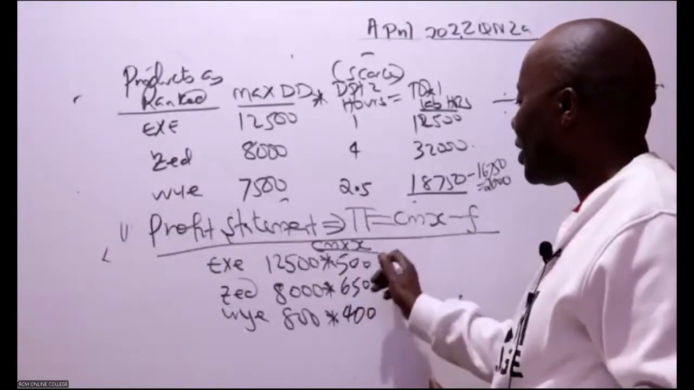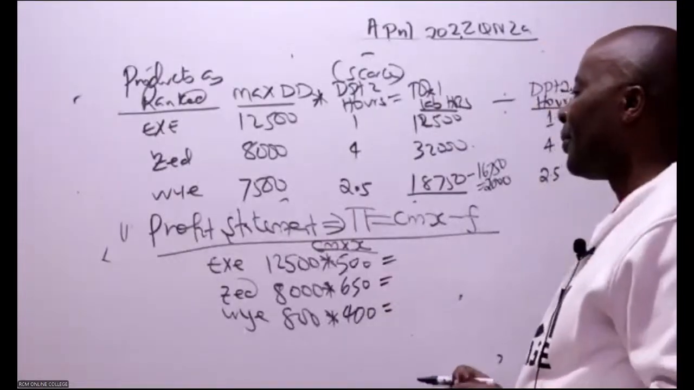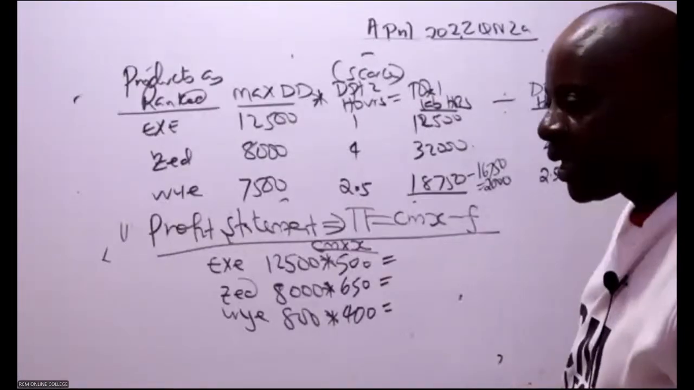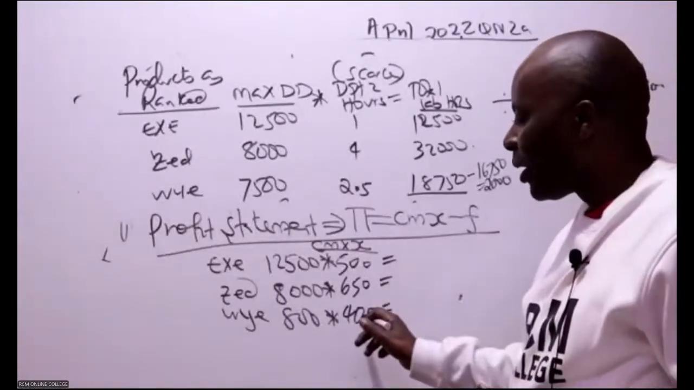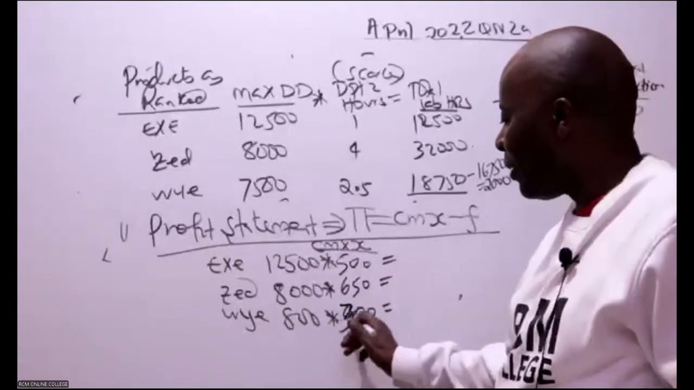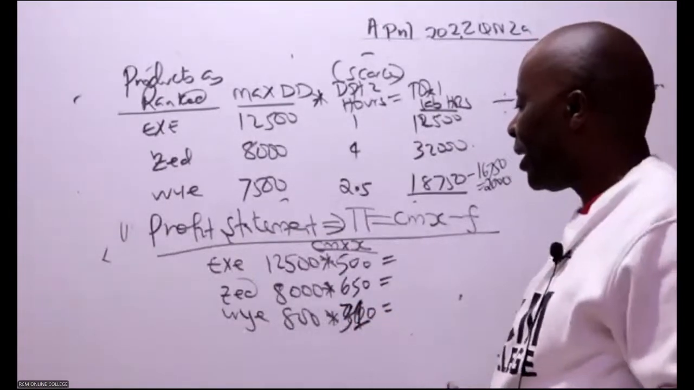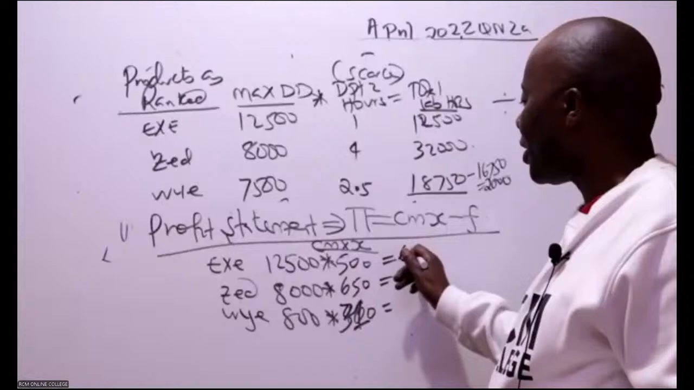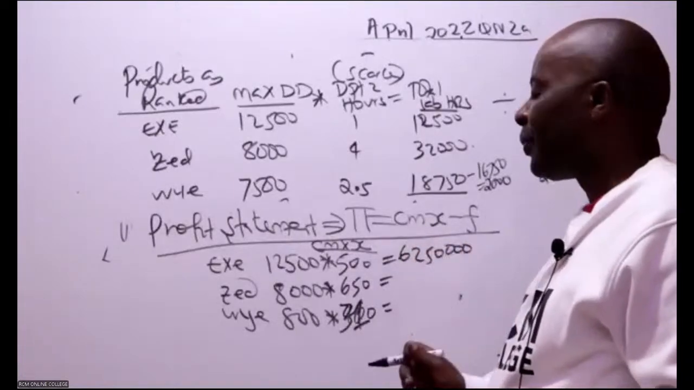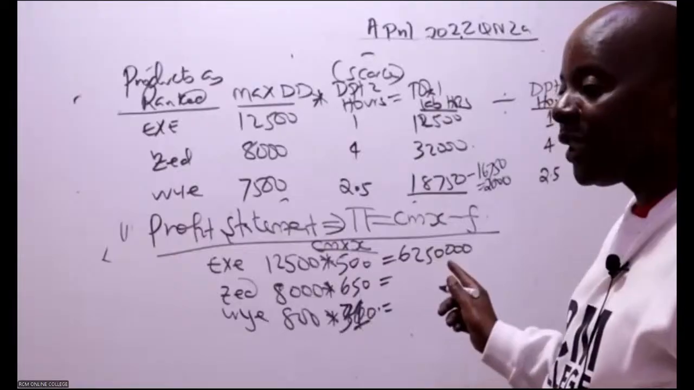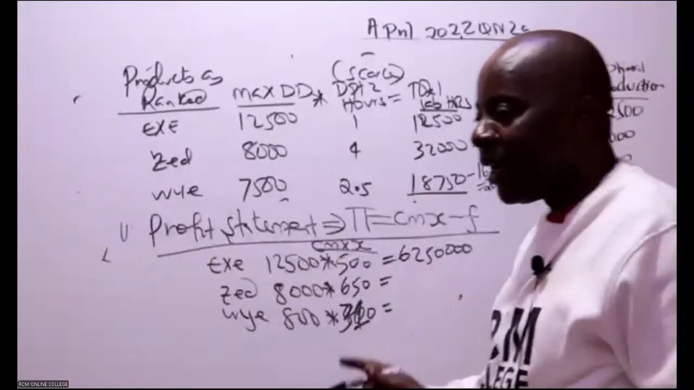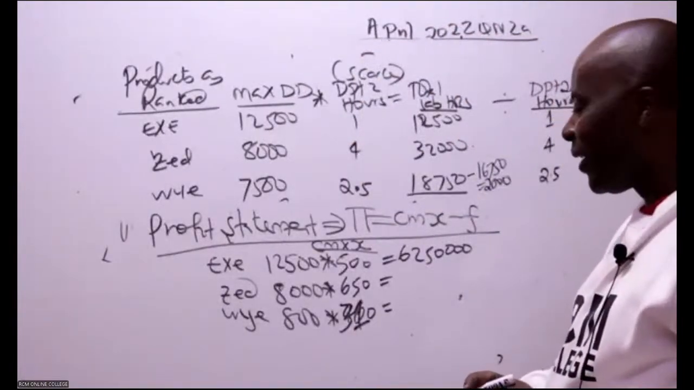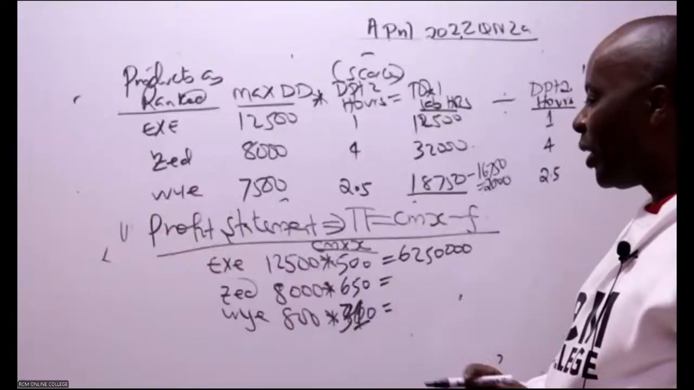So are you able to give us these figures, ladies and gentlemen? 12,500 times 500 gives me... oh, Y. Y is 310, not 400. Sorry for that. Y, I'm being told, is 310. So then 12,500 times 500 is 6,250,000. So we have 8,000 times 650.